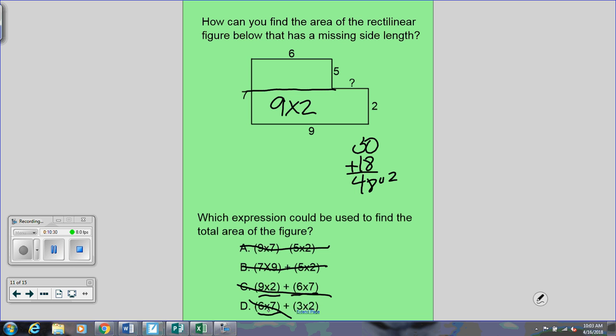Oh, wait, let's back up. I jumped too far ahead. Some of you are saying crazy stuff to me. Could we make a 6 by 7? Yes. Portia said yes. Where could I make a 6 by 7?